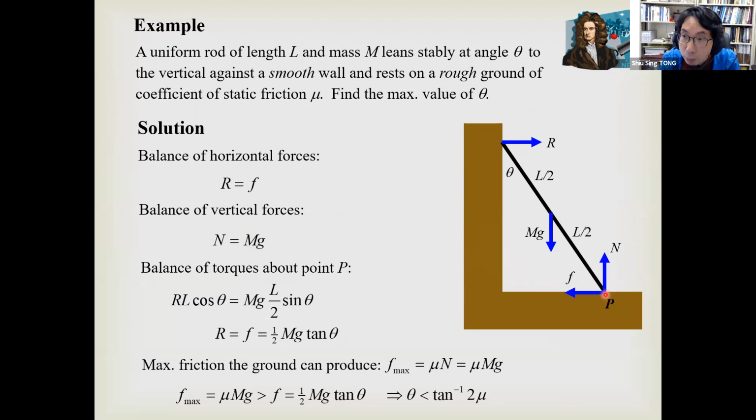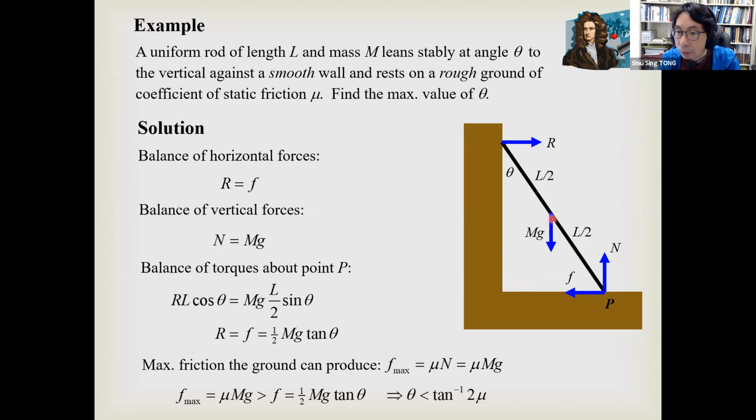Because when we take moment about point P, the frictional force and the normal reactions do not have any moment because the moment arm is zero here. So that means we eliminate these two forces in our equation, and that makes the calculation convenient. So that's why we take moment about this point.